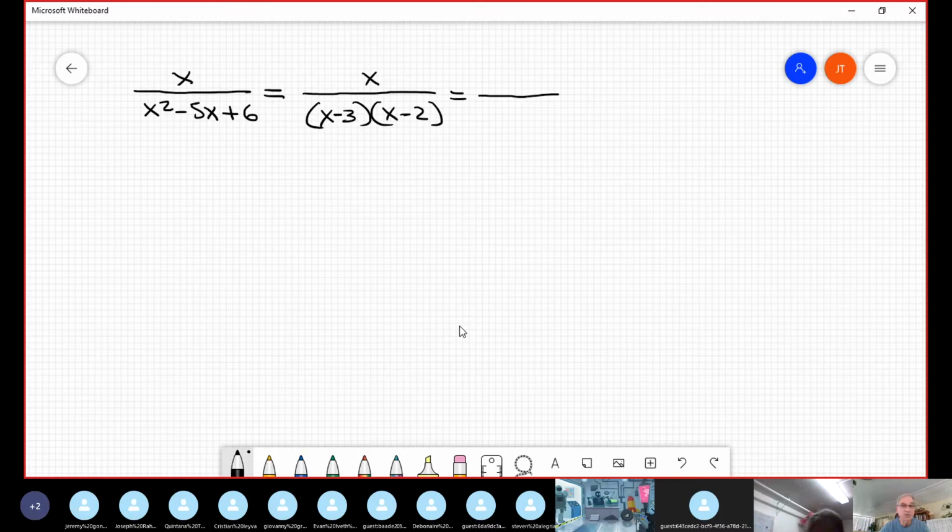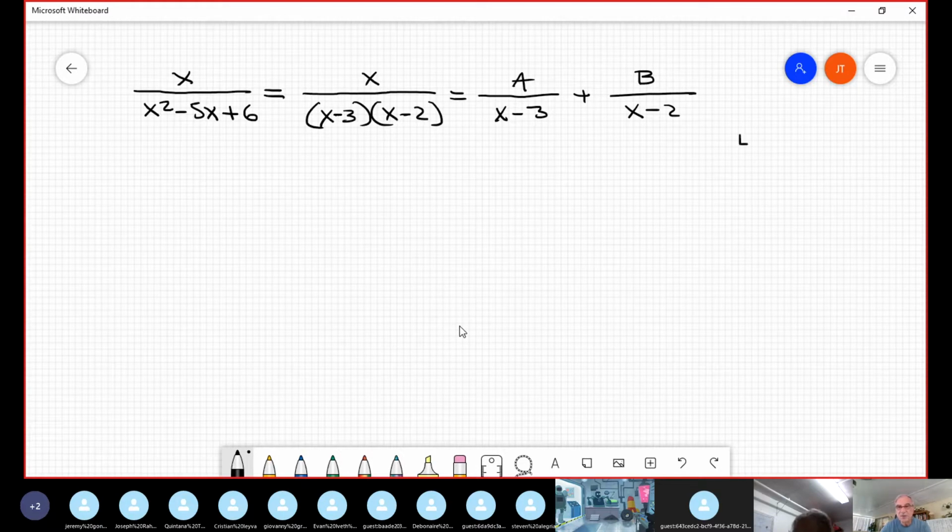And you realize, wow, it's non-repeated linear. So we have one factor, x minus 3, it doesn't matter the order. Another factor is x minus 2. I call them A and B, okay? And my goal is to find A and B. I need to do something to find A and B.